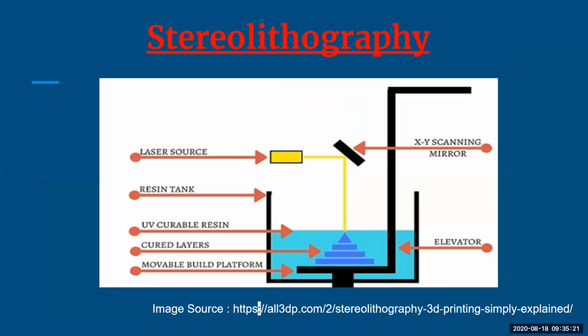The platform is always lowered into the tank so that it can move up and down according to the printing process. Then there is an ultraviolet laser, that is your UV curable resin, you can say, that will help you come up with the model. There is a computer interface that helps you manage your platform and the laser movement. That is nothing but your XY mirror scanning. So all of this together makes your 3D model with the help of the liquid plastic.